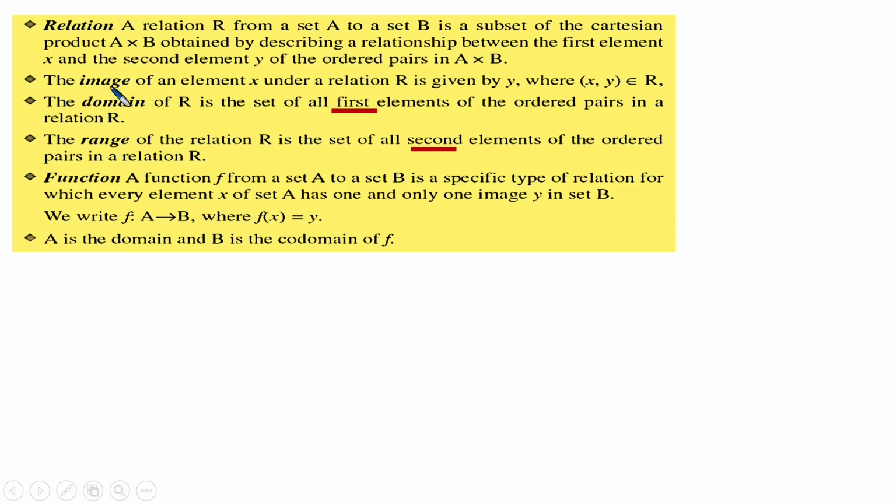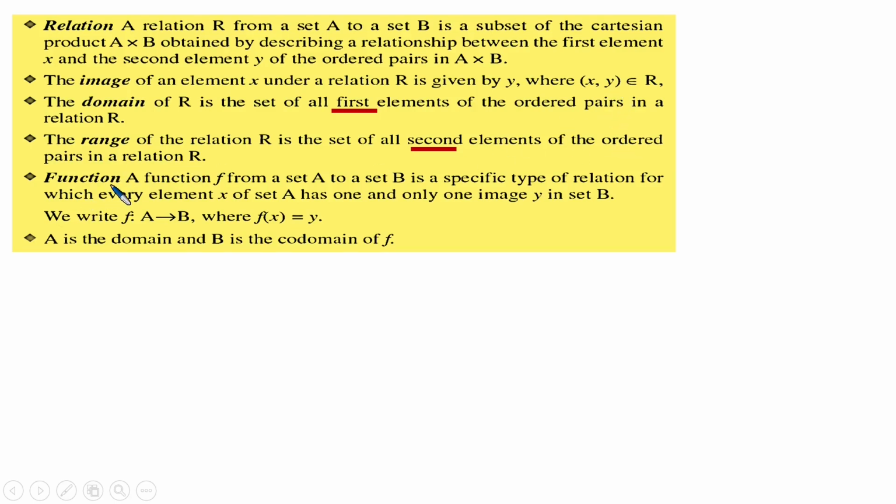Then we have discussed image also. The image of an element X under relation R is given by Y, because this Y is in set B, and this X is in set A. So this is the image. Where X comma Y belong to real numbers, and the domain of R is the set of all first elements of the ordered pairs in a relation R, and the range of the relation R is the set of all second elements of the ordered pairs in relation R.